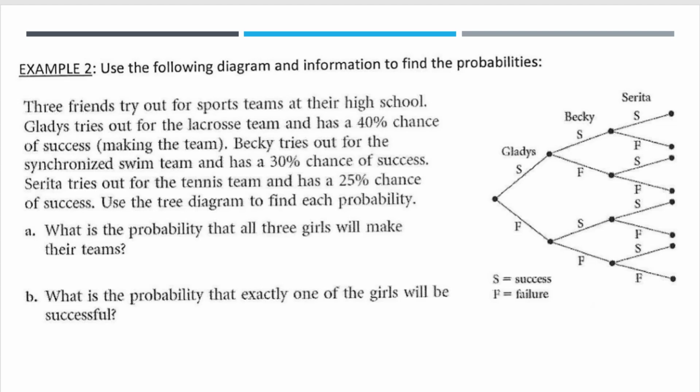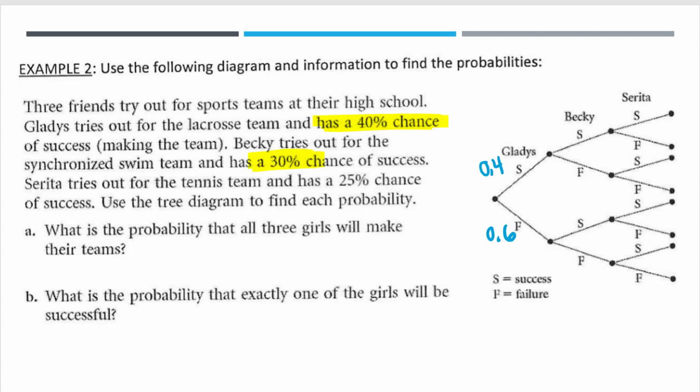So we have the tree diagram, but we don't actually have the percentages on there. The first one, we have a 40% chance of making the team. So success is 40%, so I'm going to put 40% on there. So we need to calculate what is the probability of getting a failure. 40% is a success, so that means that 60% is going to be a failure because it has to add to 1. Then we go to Becky.